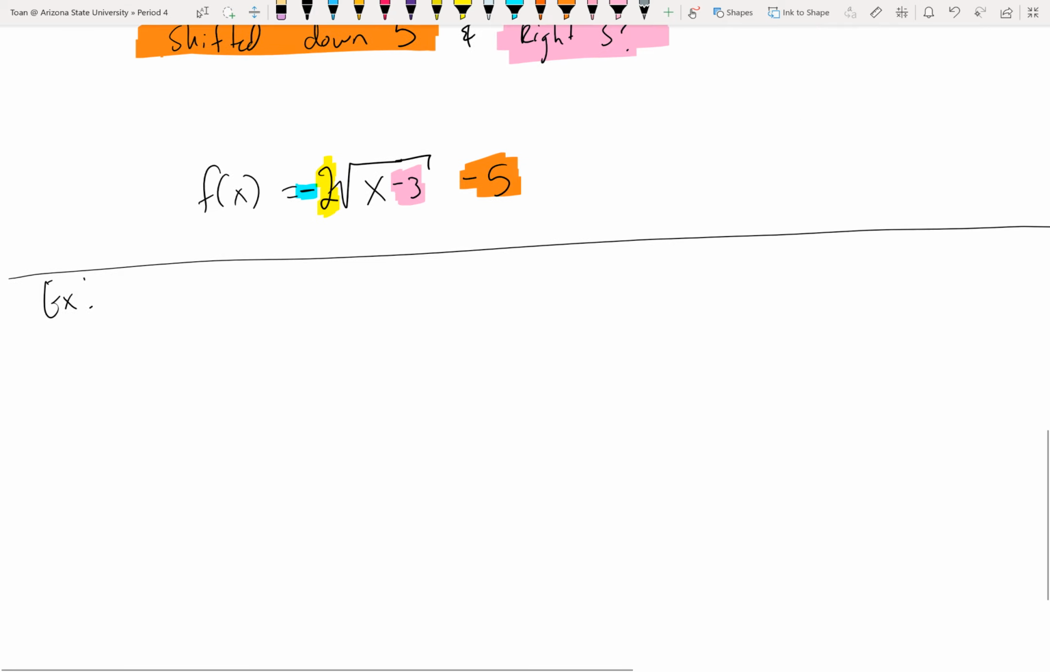And last but not least, sketch. What if I ask you to sketch f of x equals x minus 1 squared plus 2?